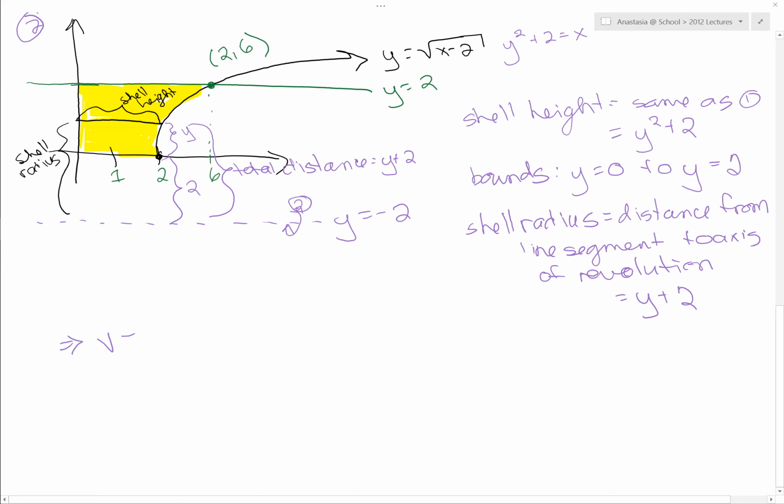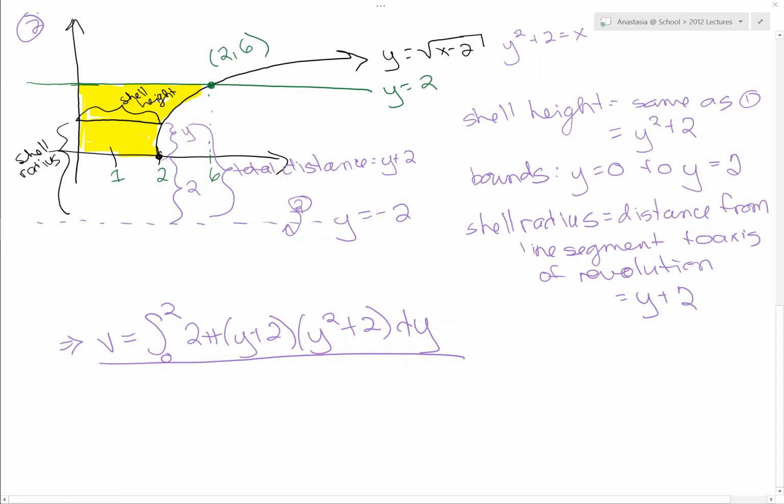So this then means that our volume is going to be the integral from 0 to 2, since those are our bounds of integration, 2 pi times our radius, which is y plus 2, times our height, which is y squared plus 2, and dy. And there is our final answer for part 2.